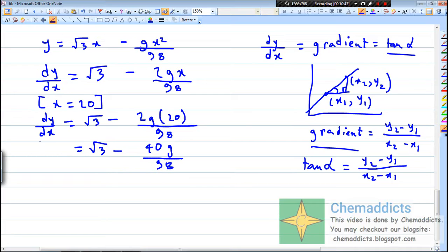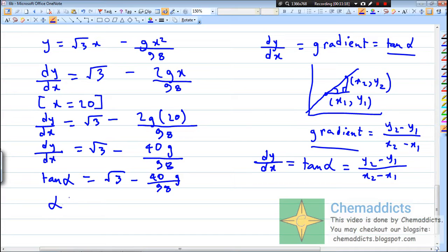Okay, so isn't it a little bit complicated? No, it isn't complicated, it is simple mathematics. Don't worry. Here we also know that dy by dx is equivalent to this guy over here, it is the same thing. So we can also write tan alpha is equal to root 3 minus 40g divided by 98.